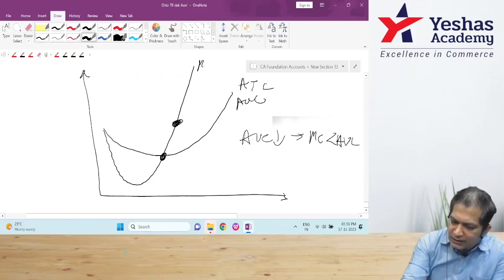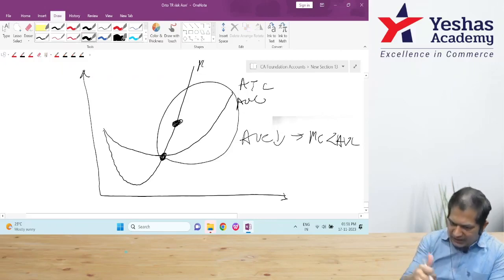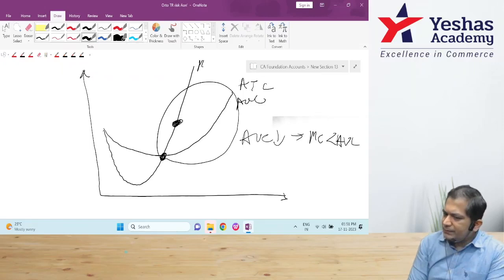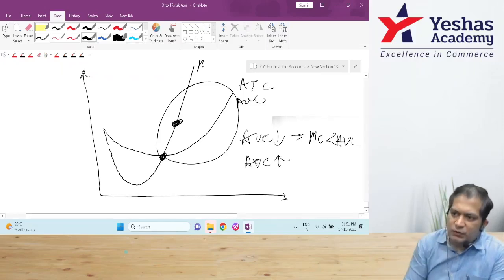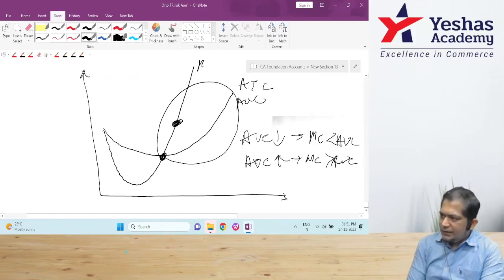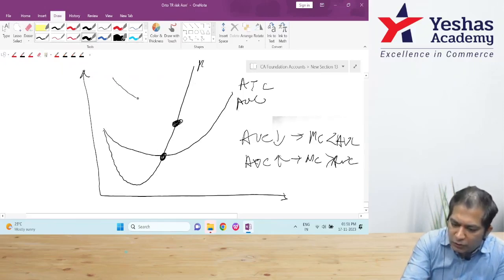If I say that this is the positive slope of AVC, then with the increase in output, AVC is rising because total variable cost must be increasing at an increasing rate. So can I say when AVC is increasing, or they can ask you if it has a positive slope, then in that case, don't you think marginal cost is more than average variable cost? Right.